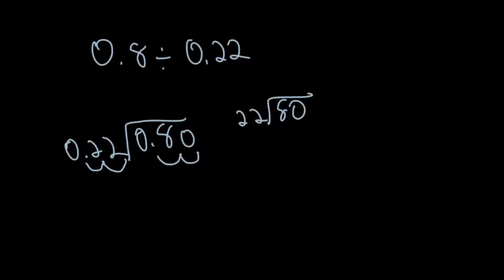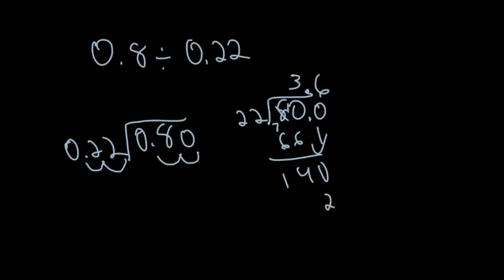So 22 will go into 80 3 times. Which is 66. Borrow. 10 minus 6 is 4. 7 minus 6 is 1. So now I add a decimal, bring it up, and add a 0 placeholder. So 22 into 140. It'll go in there 6 times. So 6 times 2 is 12. 12 plus 2 is 14.